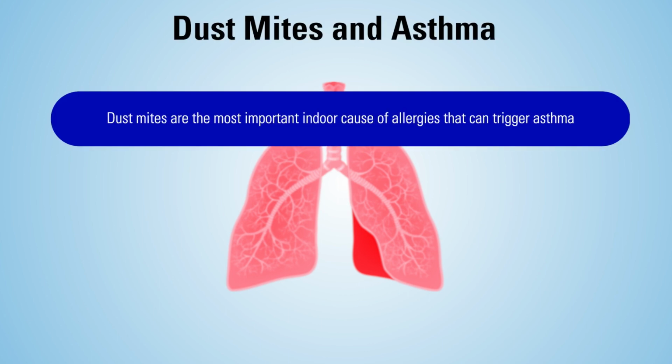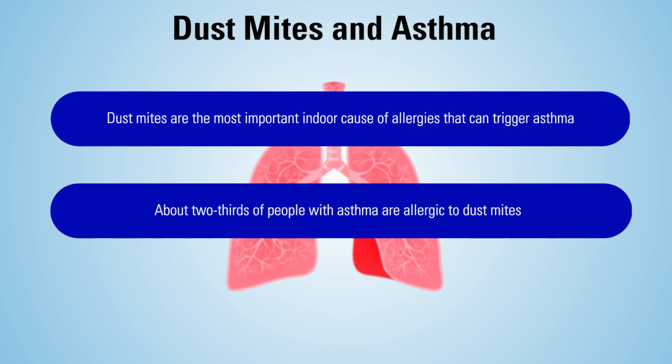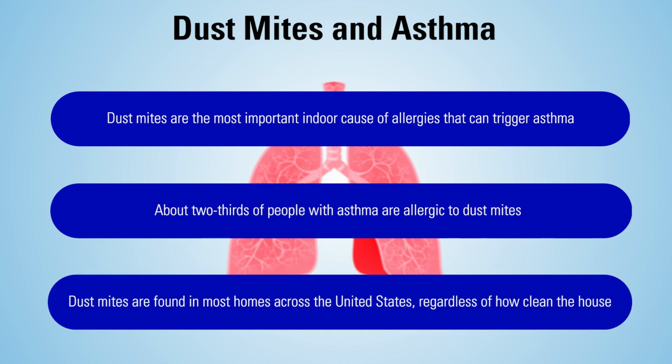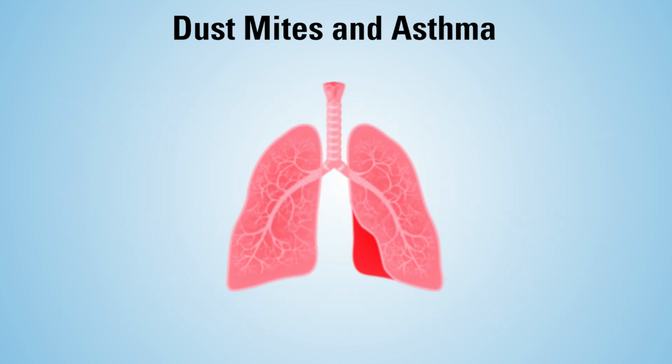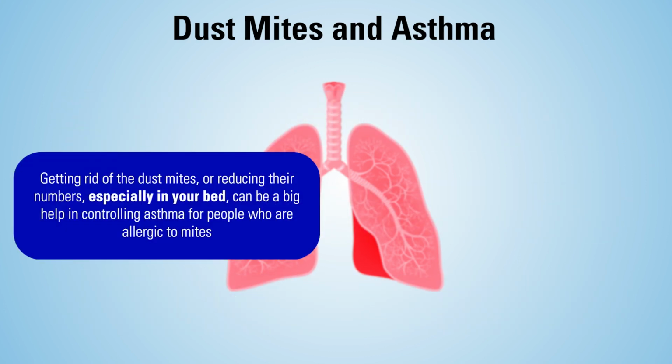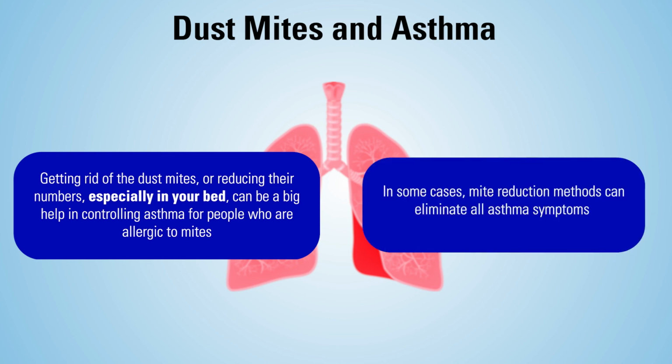Dust mites are the most important indoor cause of allergies that can trigger asthma. About 2/3 of people with asthma are allergic to dust mites. Dust mites are found in most homes across the United States, regardless of how clean the house is. Getting rid of the dust mites or reducing their numbers, especially in your bed, can be a big help in controlling asthma for people who are allergic to mites. In some cases, mite reduction methods can eliminate all asthma symptoms.